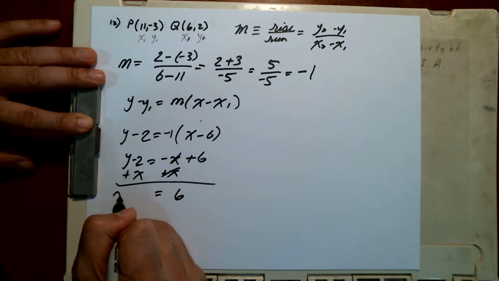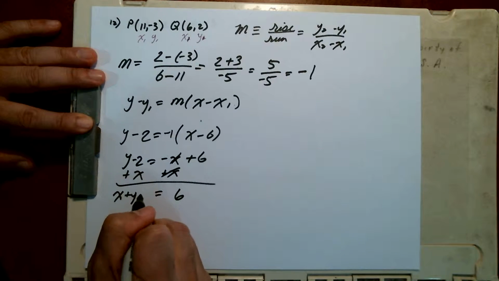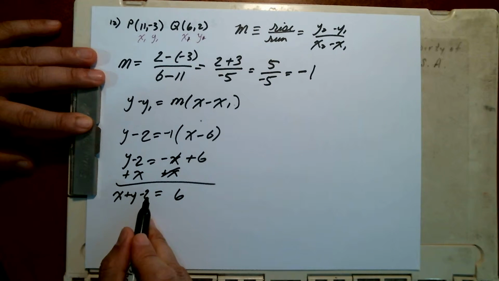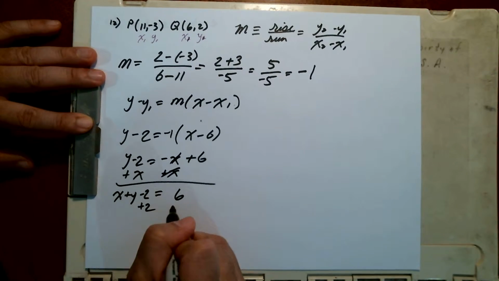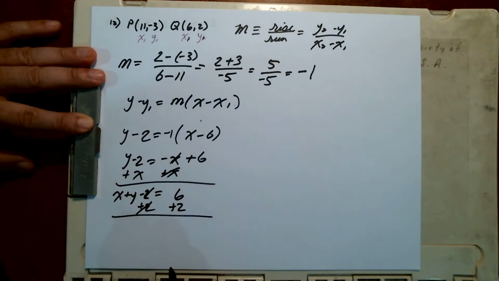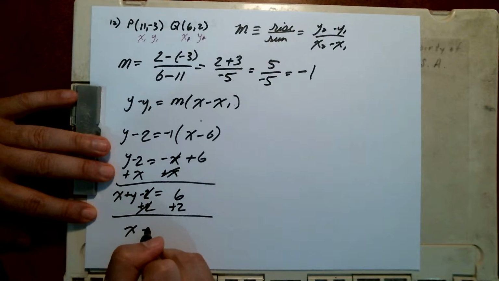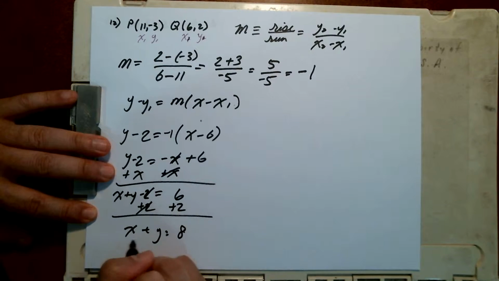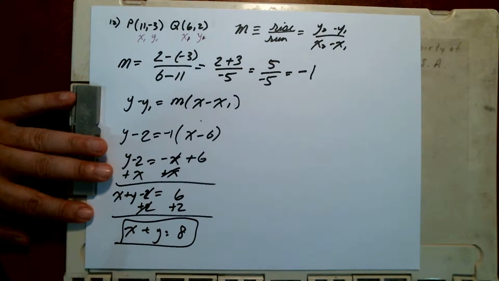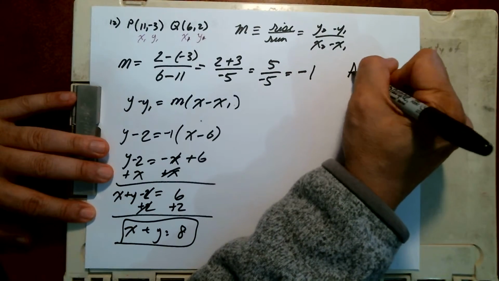On the left side, you have x plus y minus 2. You have to get rid of the 2, so move it to the right side. Add 2. Cancel those out. x plus y is equal to 8. That's your equation. And you notice ax plus by.